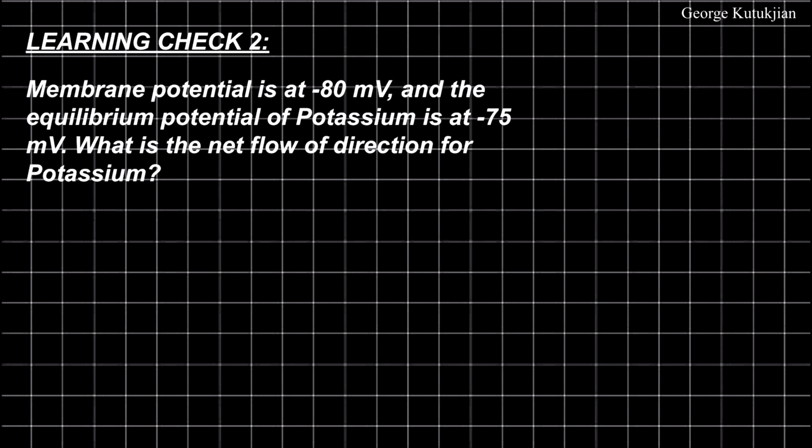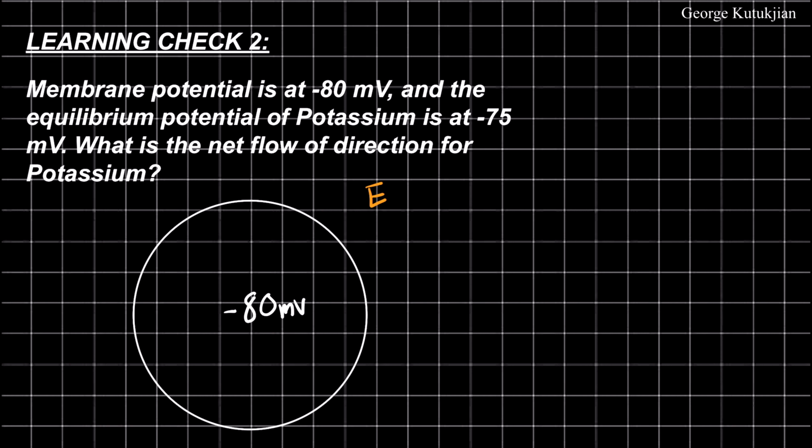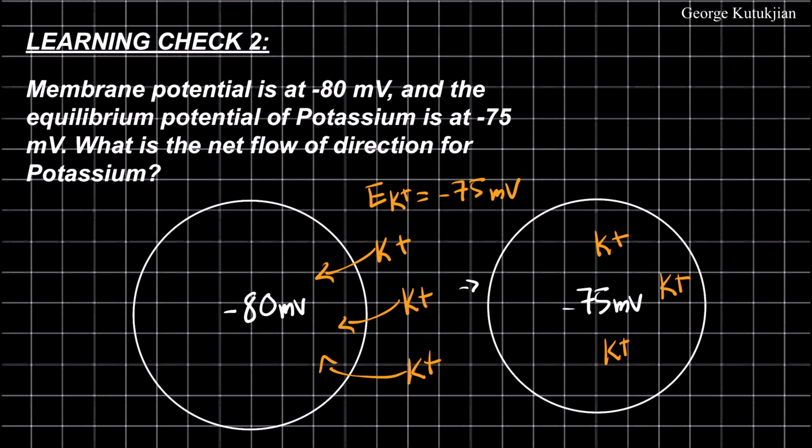Okay, so for the second question, I'm going to walk you guys through it because I didn't really discuss it in that much detail, but it's just basically selective permeability. So our neuron is at negative 80 millivolts, it's at rest, and the equilibrium potential of potassium is at negative 75 millivolts. So what is the net flow of direction for potassium? So remember, our neuron wants to be in equilibrium with the equilibrium potential of an ion. In this case, our ion is potassium, and the equilibrium potential for potassium is negative 75 millivolts. So because potassium is a positive ion, it's going to flow inside the cell to make the new membrane potential negative 75 millivolts.